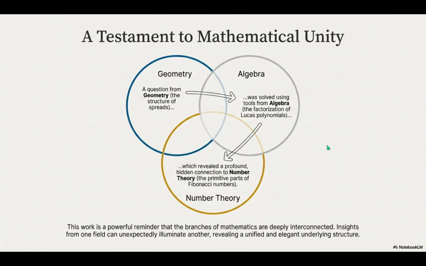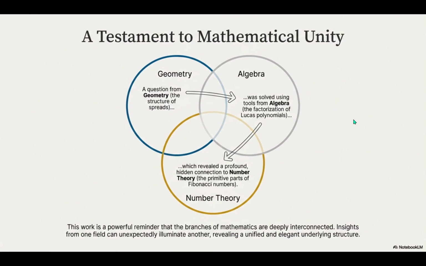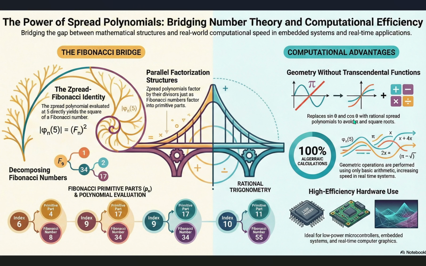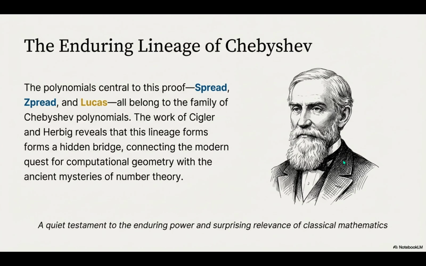And the tools themselves are not new to engineers, right? The sources highlight the link to digital signal processing. Oh, absolutely. The proofs use generating functions, which are first cousins to the Z transforms that are everywhere in DSP. On top of that, the spread, Z-spread, and Lucas polynomials are all part of the same family as the Chebyshev polynomials. And Chebyshev polynomials are foundational for things like electronic filter design. They're used because they're the absolute best way to minimize error when you approximate a function.